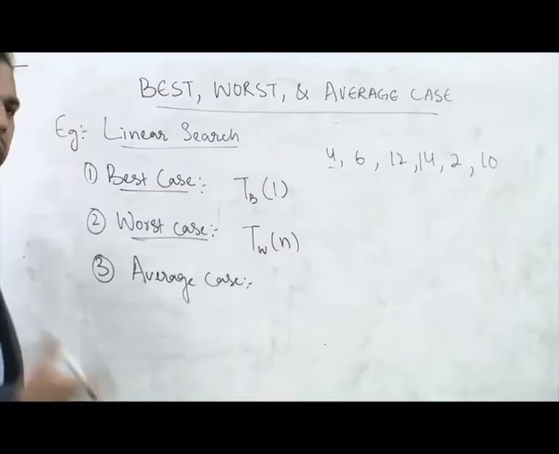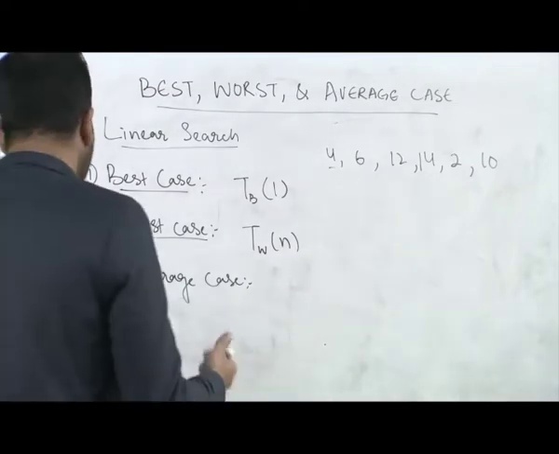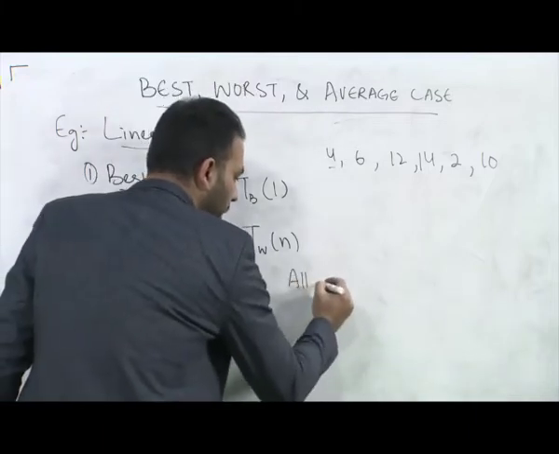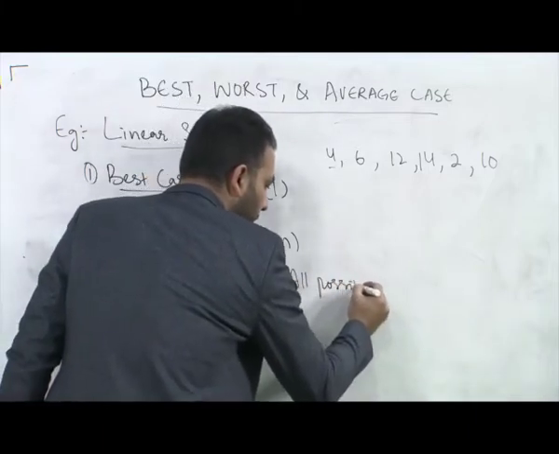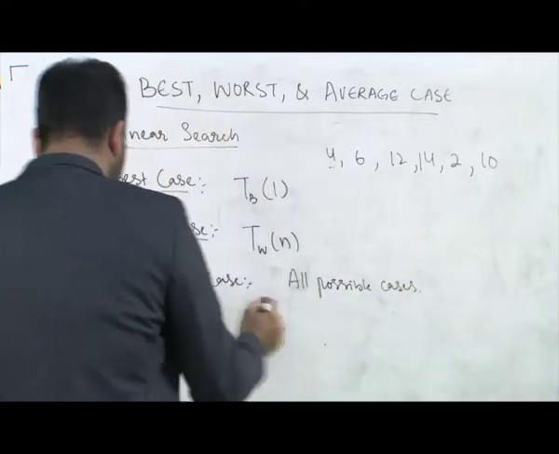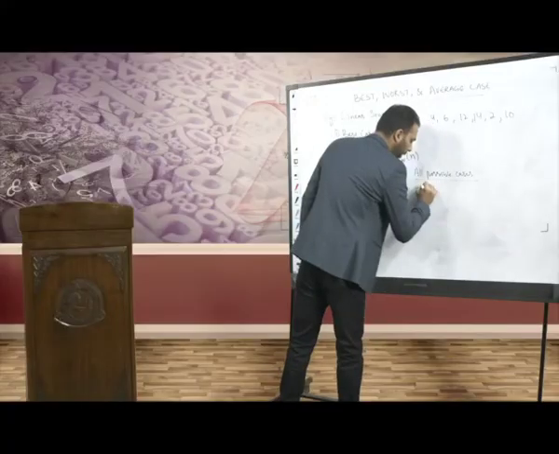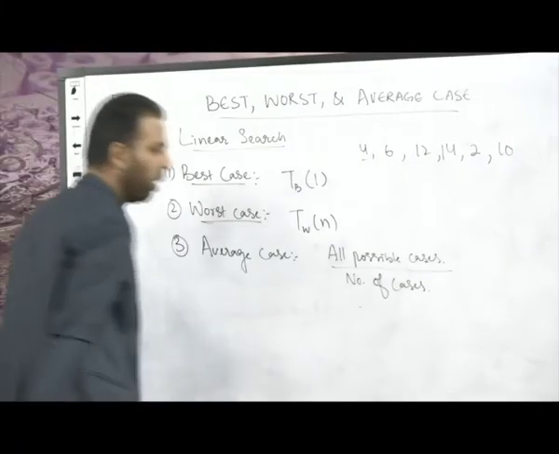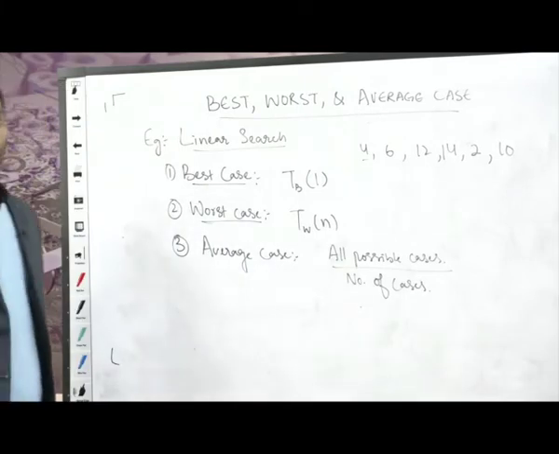So how do you calculate average case? Average case is calculated by all possible cases divided by number of cases. So what are all possible cases?